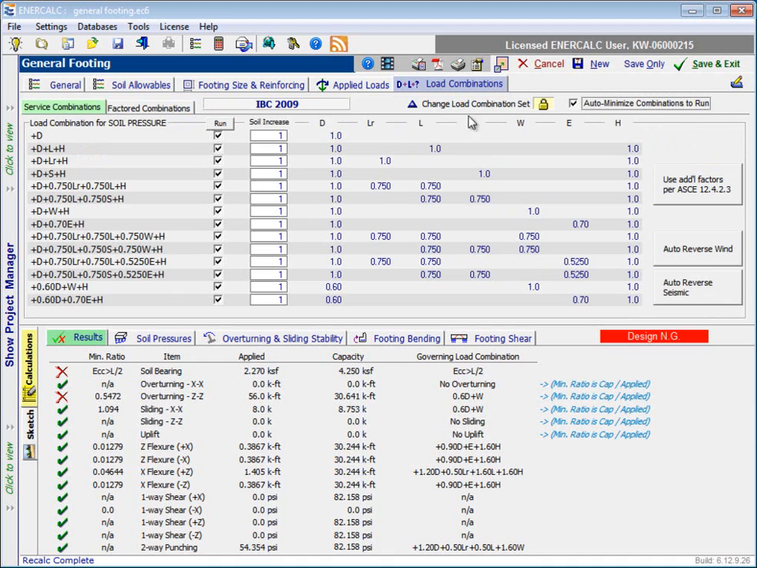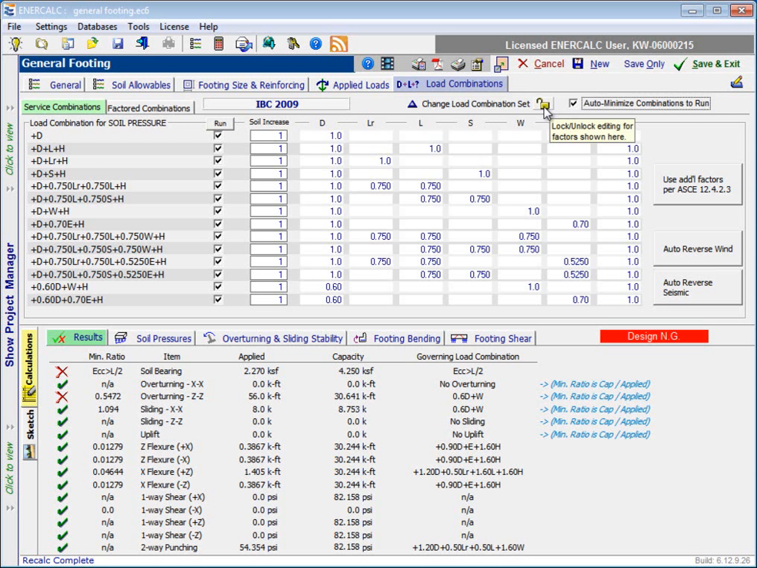The next thing that I'd like to point out is that there's a little padlock icon over here. There are some instances where there needs to be some subtle modifications to the factors that come in from the selected load combination set template. So what you can do in those instances is click the padlock to toggle it to the unlocked state. Notice the change in the appearance of this table.